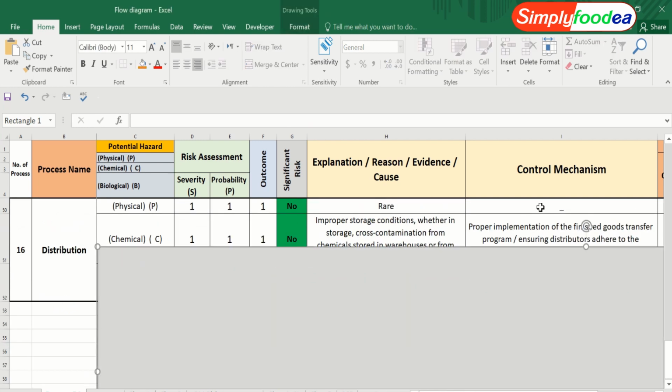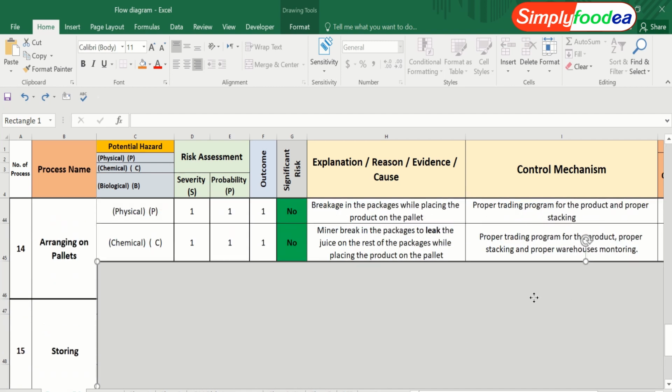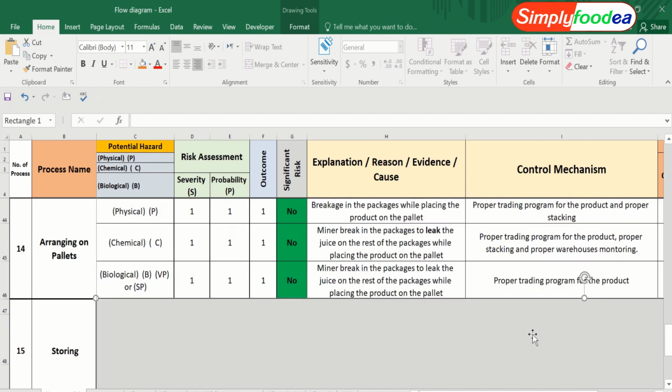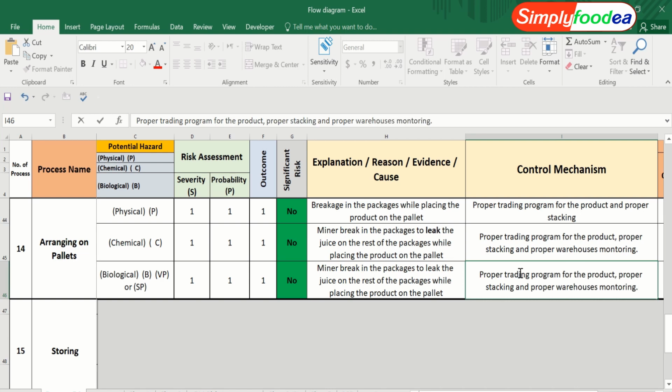And finally, the biological hazard or the microbiological hazard, either vegetative pathogen or spore forming pathogen. Also the same as the chemical hazard. So the proper follow-up of our finished product is very important to avoid any contamination in the warehouses, and the proper GWP processes. Maybe there will be contamination from pests in your warehouses, so it's very important.